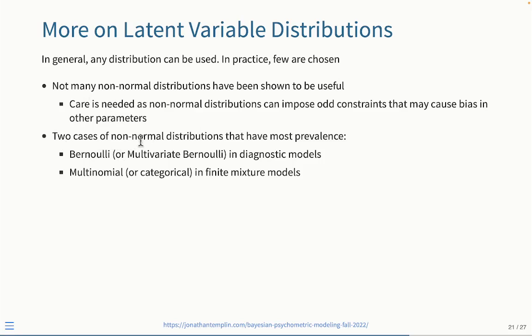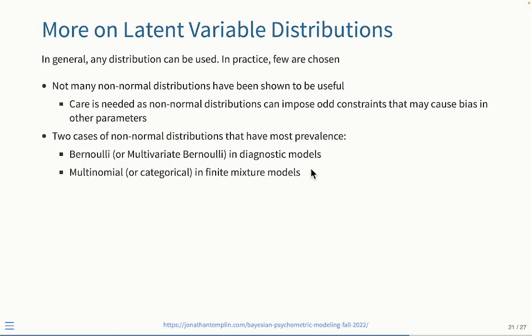Two clear cases of where non-normal distributions have the most prevalence, at least in my opinion, are Bernoulli or multivariate Bernoulli, if you want to have multiple latent variables that are used in a field called diagnostic measurement, diagnostic classification models, or cognitive diagnosis. Or also we see multinomial or categorical, depending on how you prefer to call it, distributions used in finite mixture models. Finite mixture models include latent class models, latent factor models, and so forth.